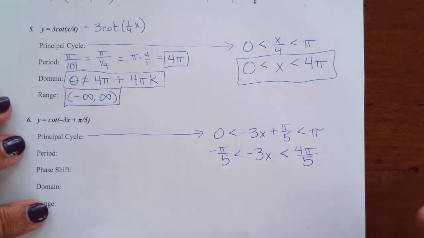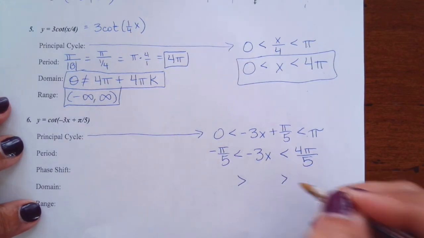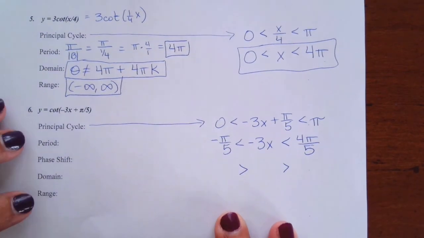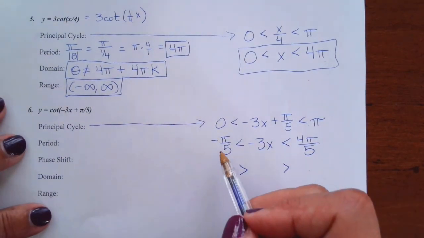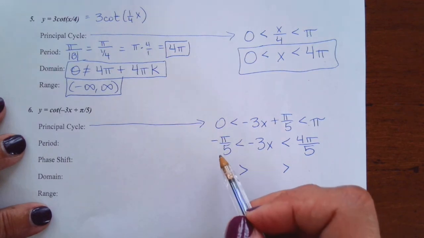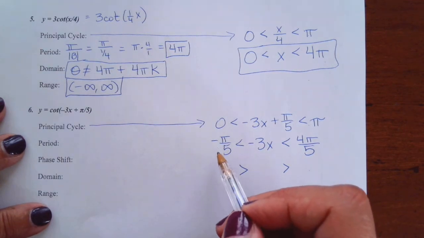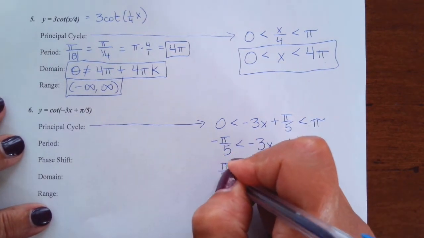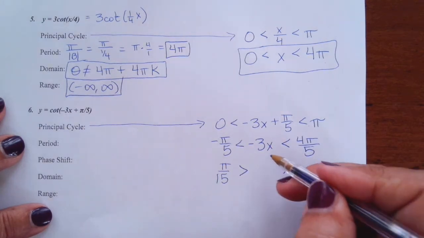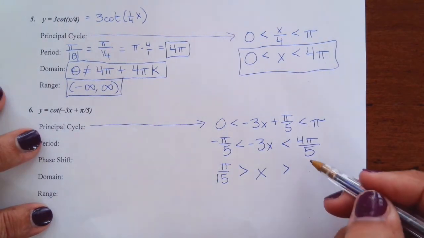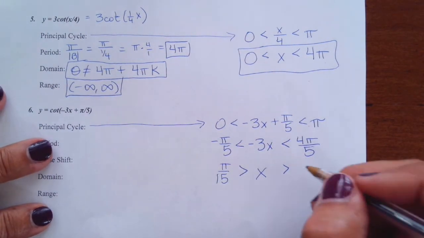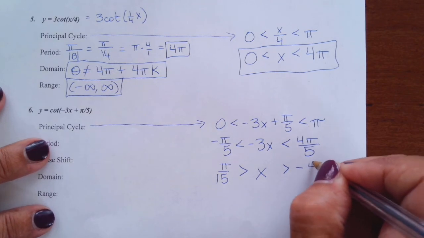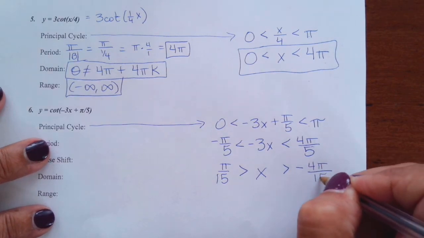Okay? All right, and now we got to be careful because now we're going to divide everything by -3. Remember, whenever you divide an inequality by a negative number, your inequality is going to change. Okay, so we're going to divide by -3. Divide by -3. That will give you a positive pi over 15. Divide this by -3, you get x. Divide this by -3, you're going to get a negative 4 pi over 15.